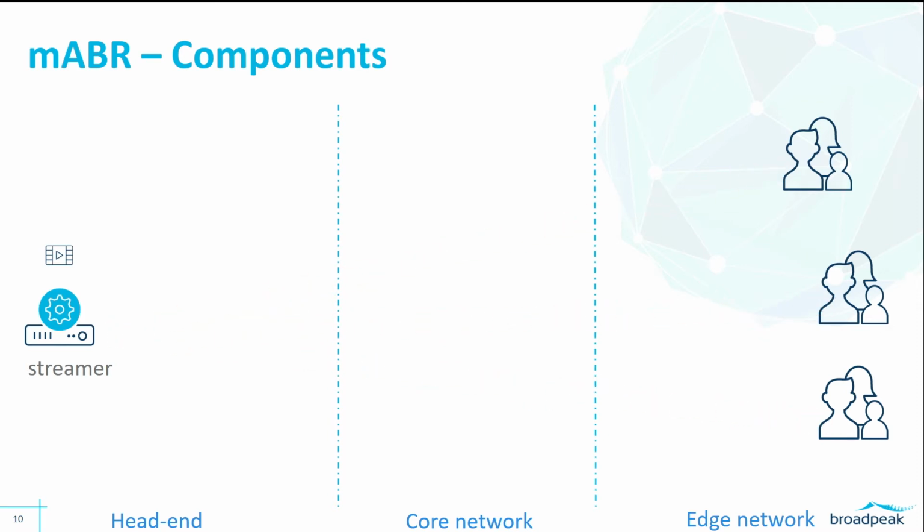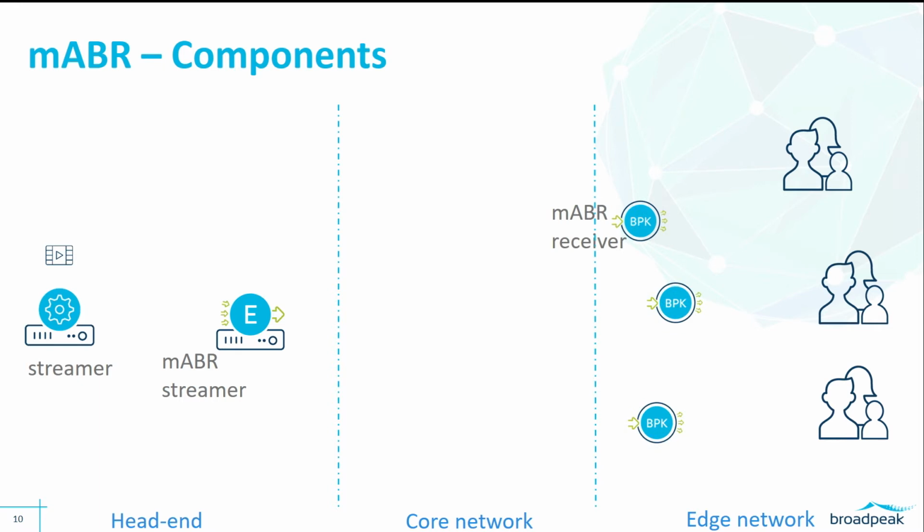If we are talking now about multicast ABR, what do we need? We need another piece, what we call the multicast ABR streamer or sender. There are different names for it. We also have the mABR receiver or mABR client that we put at the edge, and then we have a multicast controller. We are going to see how these pieces interact together.